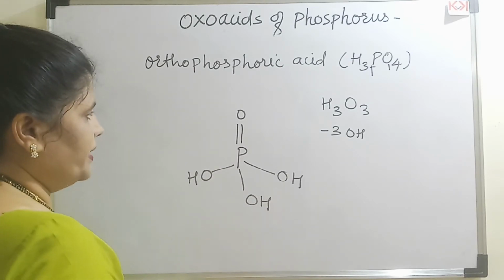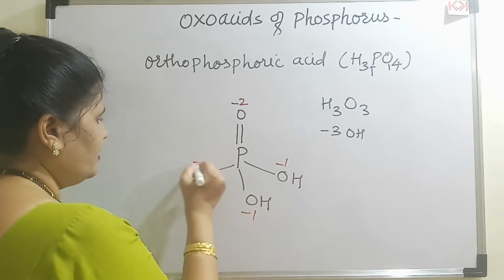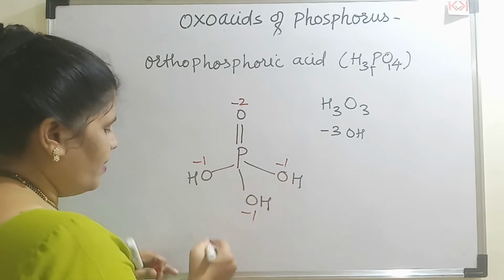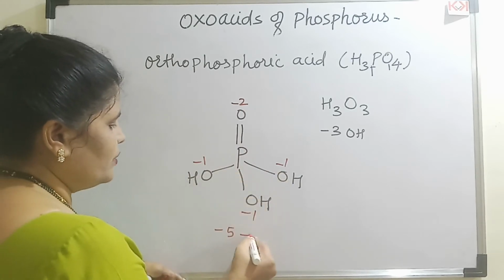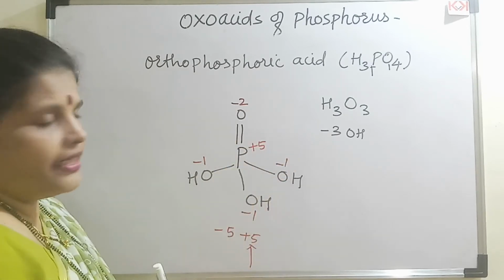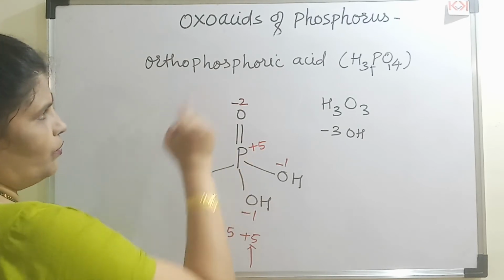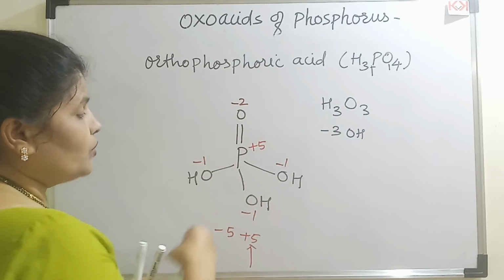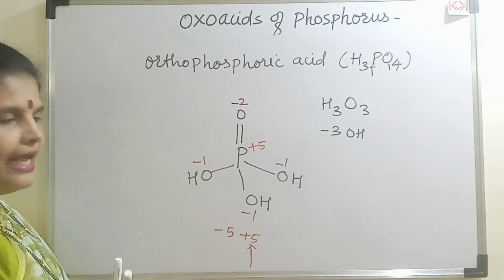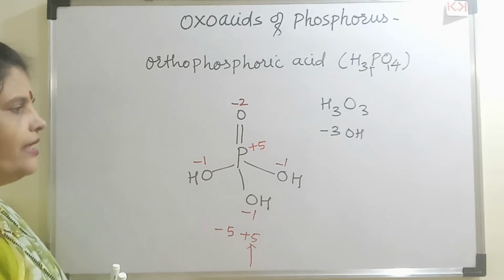Let us assign the oxidation numbers. This is -2, -1, -1 and -1. Make a total: -2, -3, -4 and -5. The molecule is neutral. So phosphorus must be in the +5 oxidation state here. Students, here if you see, phosphorus is in its highest oxidation state in orthophosphoric acid or phosphoric acid. So it is the strongest acid. What is the relation between oxidation number and acidic strength, or how to predict the acidic strength, you will be seeing in coming videos.